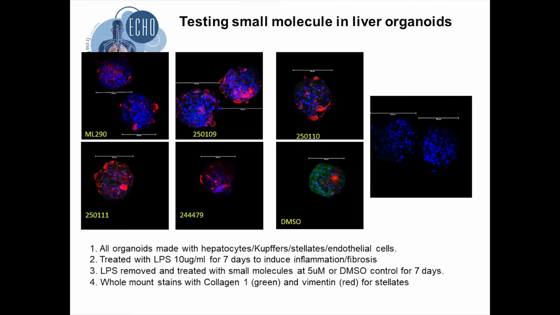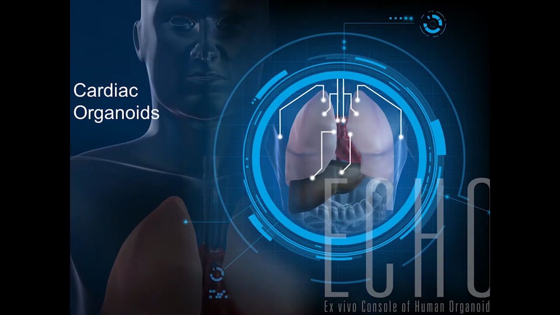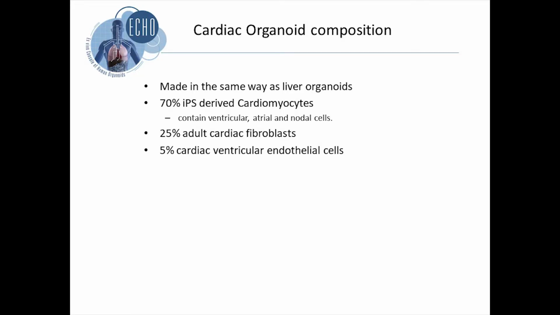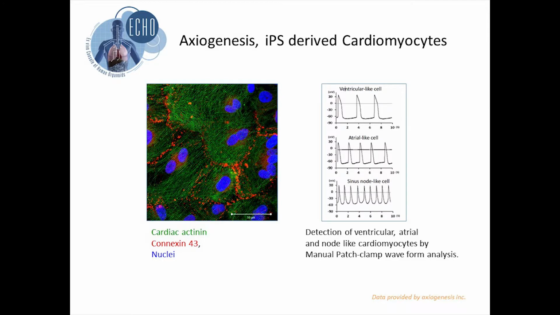We also have been making cardiac organoids. Here we're using cardiomyocytes, which are derived from iPS lines. We're using 70% iPS-derived cardiomyocytes, 25% fibroblasts, and 5% endothelial cells. These are the characteristics of the cardiomyocytes that we get. These are from Axiogenesis, and you can see there are all 3 types of cells there, especially the nodal cells, the atrial cells, and the ventricular cells.